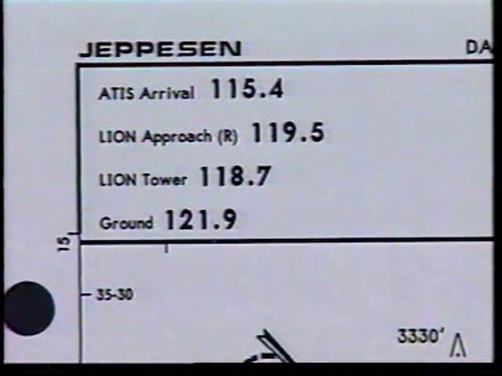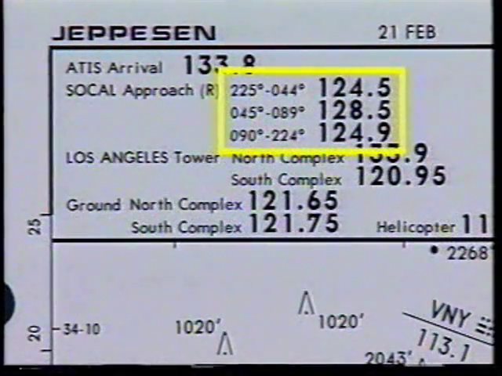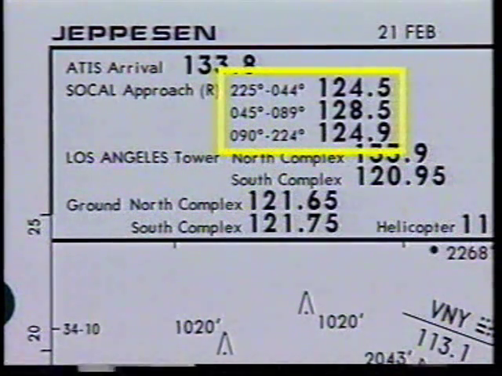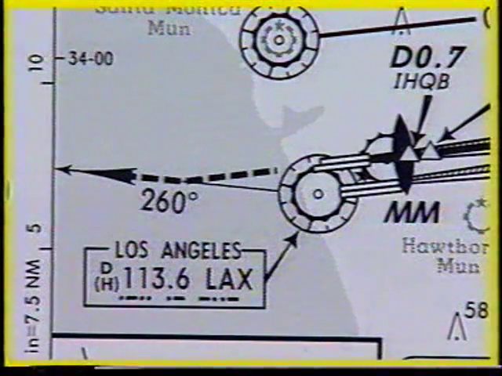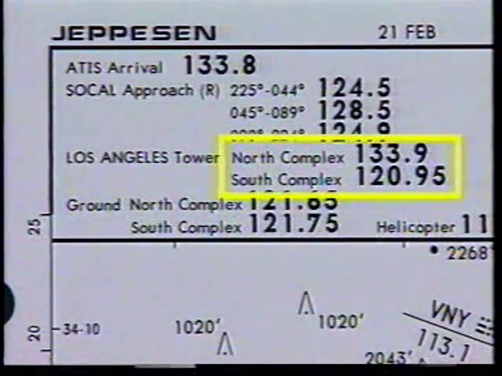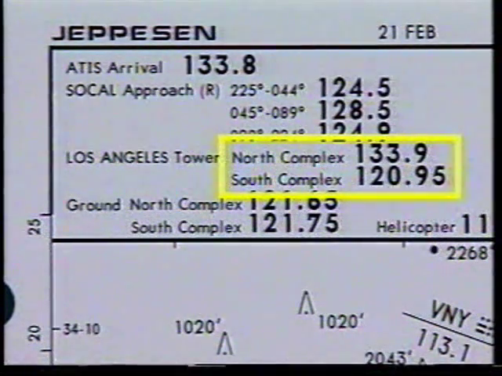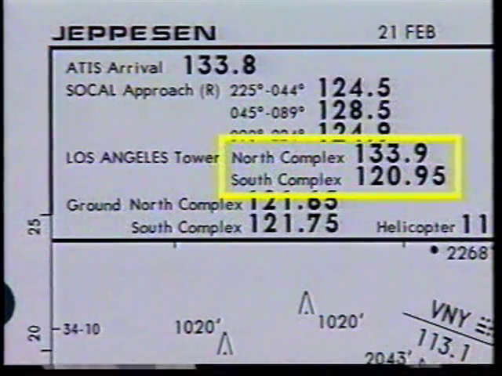Moving to the weather communications box, notice that the frequencies are listed in the normal sequence of use when arriving at an airport: ATIS, approach, tower, and then ground. At larger airports, separate frequencies may be used, depending on the sector from which you're approaching. At Los Angeles International, the approach control frequencies are sectorized. There are also different tower frequencies, depending on whether your destination is the north or south complex.